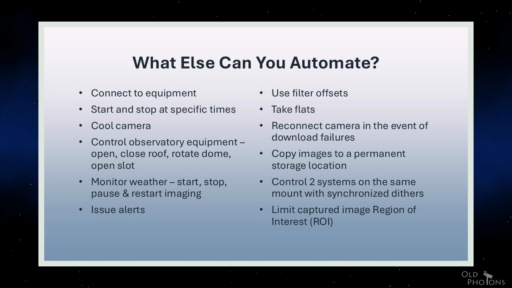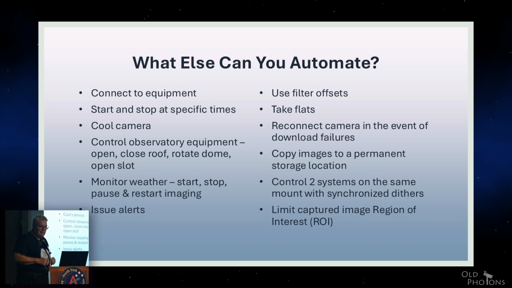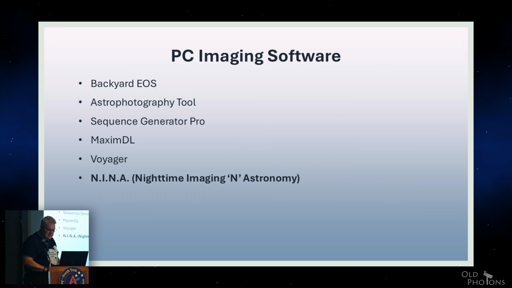You can take flats. You can reconnect the camera in the event that you've had a download failure. You can copy images to your permanent storage location. And you can control a couple of systems at the same time. I'll show you a picture of two telescopes on a single mount and two instances of NINA running and controlling the two systems in a synchronized manner. Plus, if you're taking a picture of something that's in the center of your frame, you can limit the region of interest so you get smaller files and they are easier to manage and easier to handle.